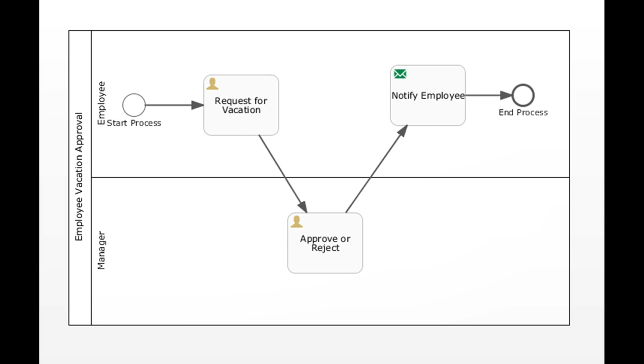Consider a simple example of employee vacation approval. As we can see, the process is created in one pool with the name employee vacation approval. The activities and events of the process are organized in two lanes. One lane represents the role employee and the other lane represents the role manager. The activities and events are connected within lanes and cross the lane boundary with a sequence flow.